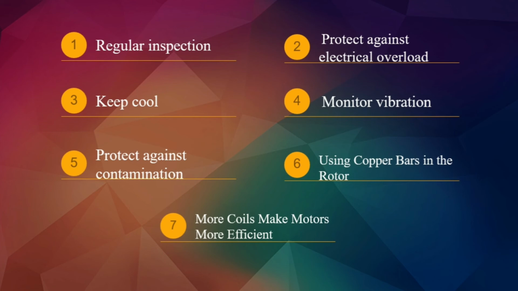And the last method is more coils make motors more efficient. The wires in the phase coil of small power motors are thinner. However, the number of coils turned should be high to increase the magnetomotive force or current density. That's all for the method to improve the efficiency of electric motor.